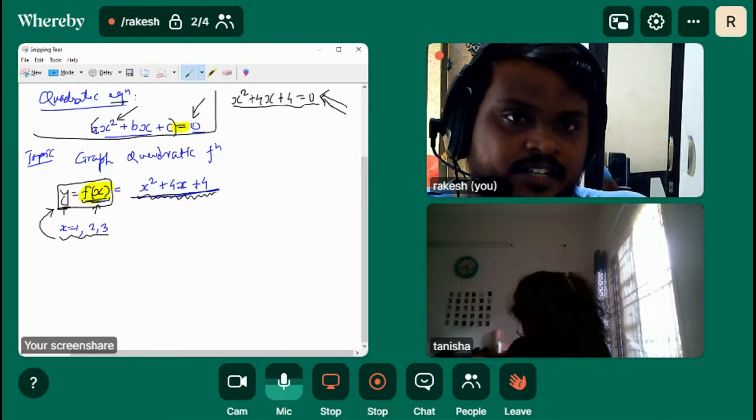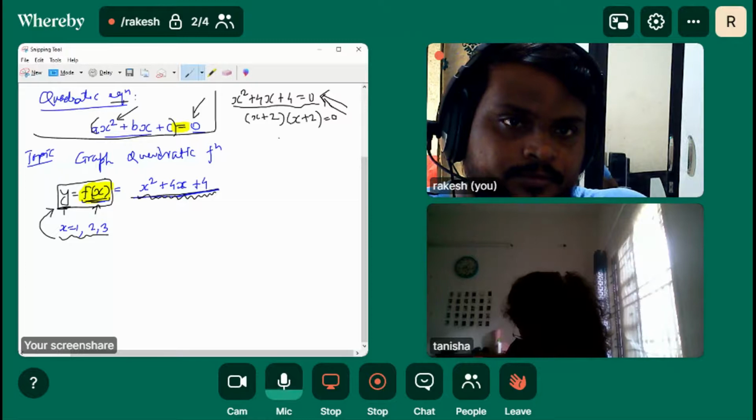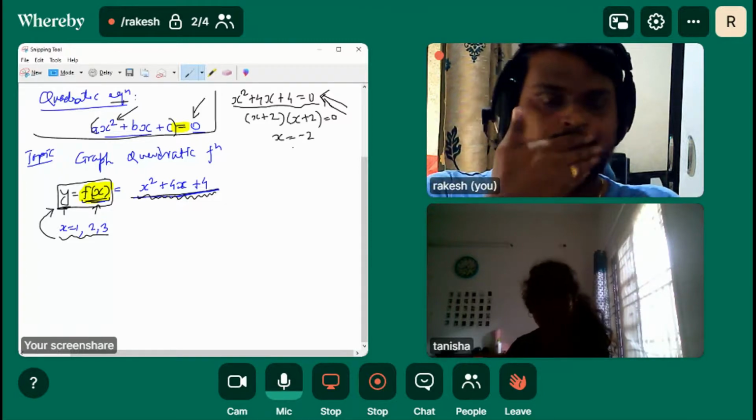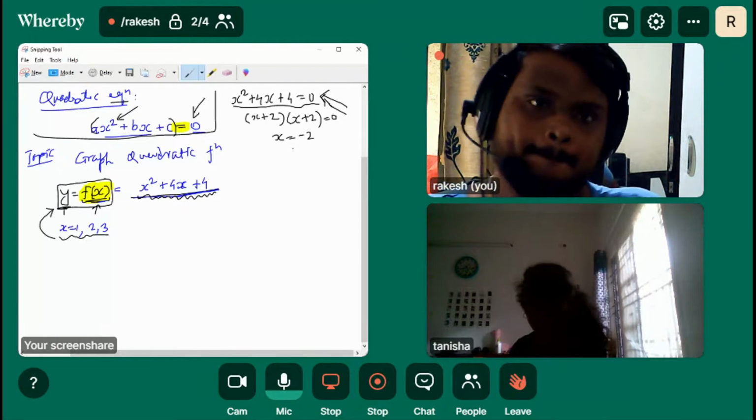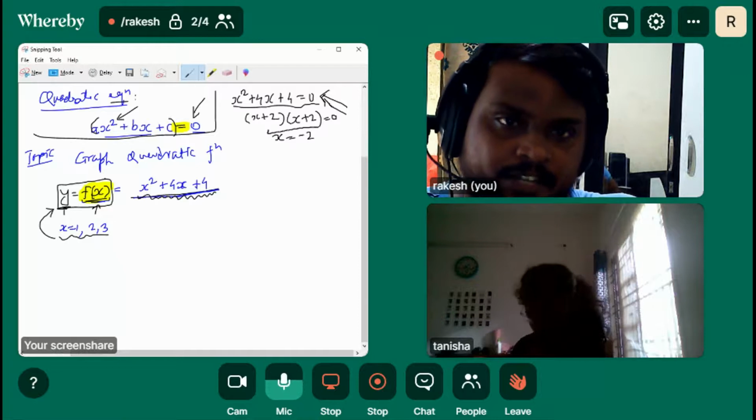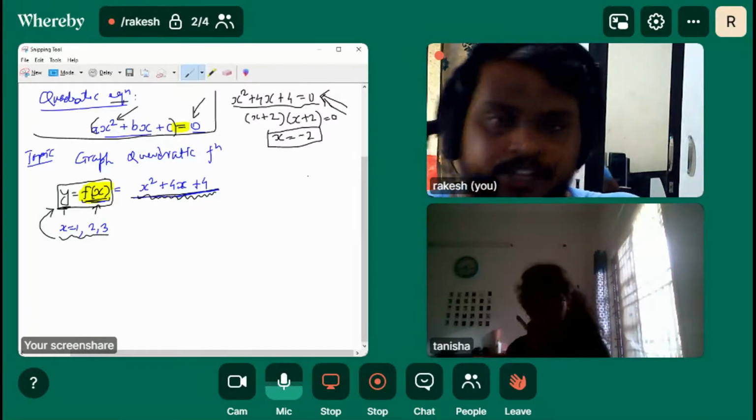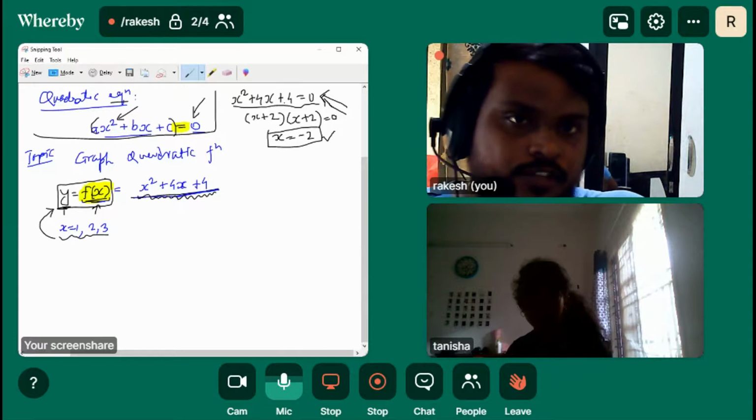You must be doing factorization of 4, right? Yeah, do that, complete that. Did you get this answer? x is equal to minus 2. Yeah, perfect. So this is the solution of this quadratic equation.